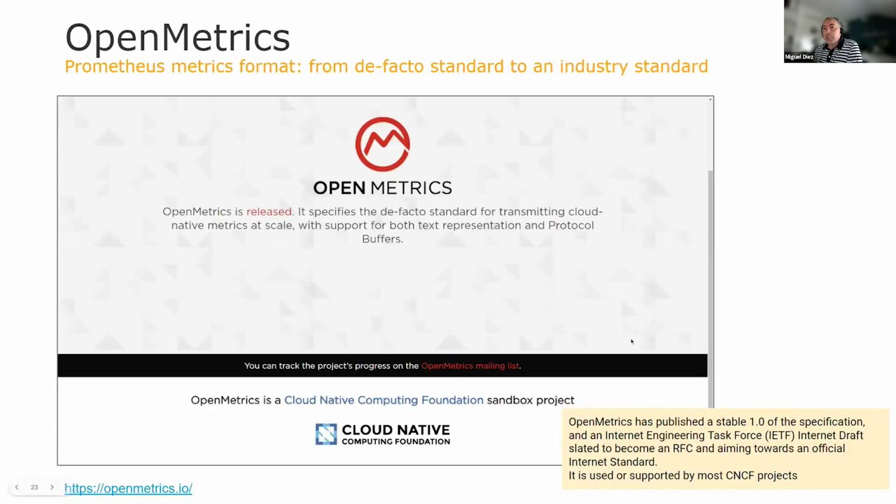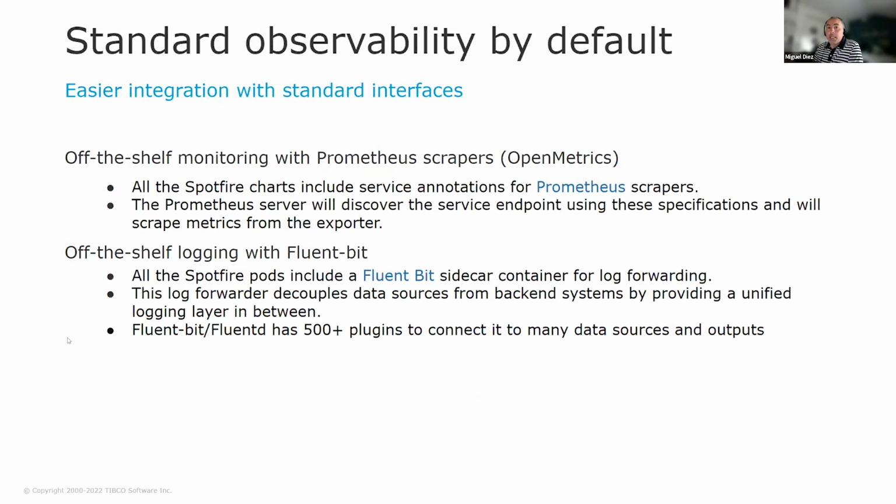For example, we do not care about which applications you may use for monitoring. The fact is that OpenMetrics, the Prometheus metrics format, is the industry standard for metrics. It is backed by the Cloud Native Computing Foundation, and it is used or supported by most of the projects out there. And that is how we can provide standard observability by default using standard interfaces. We have off-the-shelf monitoring with Prometheus scrapers, because all the charts include service annotations for Prometheus scrapers, and off-the-shelf Spotfire logging, because all the pods include a Fluent Bit sidecar container for log forwarding.